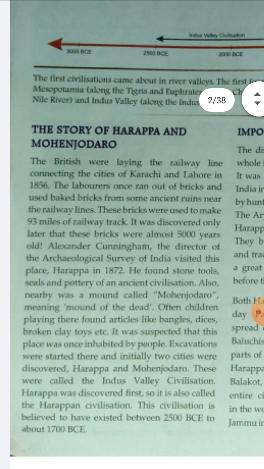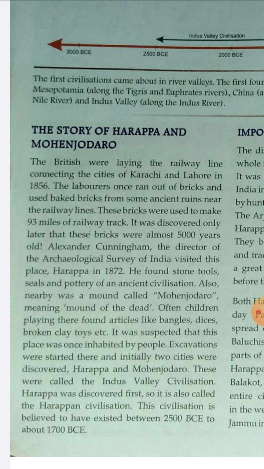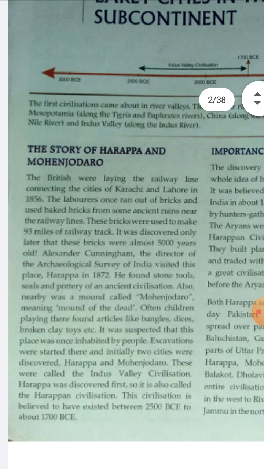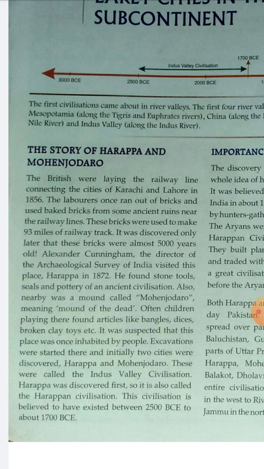Now, the first city was excavated in the year 1856. This city was Harappa, and this is part of the Indus Valley civilization. So how was this city excavated? What gave them the idea to dig out the place and find out which kind of people lived there?